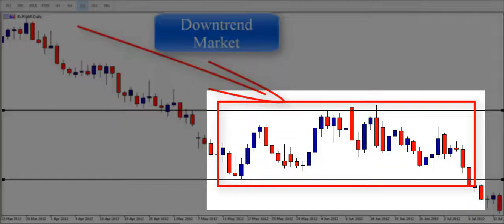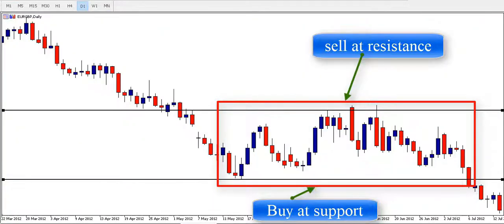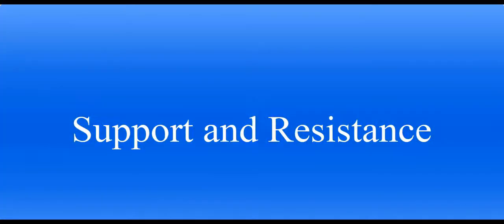But here, we know that buyers and sellers are equal because the market ranges, and the best trading decision should be made from either support or resistance. Let's move to another important element of the market structure, which is support and resistance.